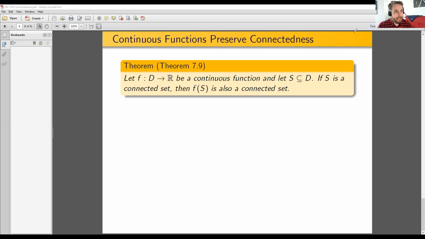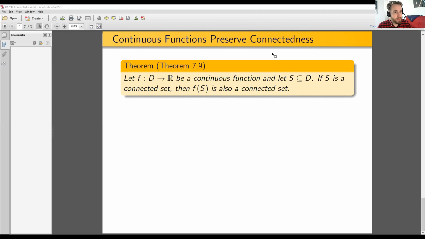What we mean by that is that if we have a continuous function f, and if we have a connected set S in the domain of f, then if S is a connected set, then f of S, the image of S, will also be a connected set, this time in the codomain.